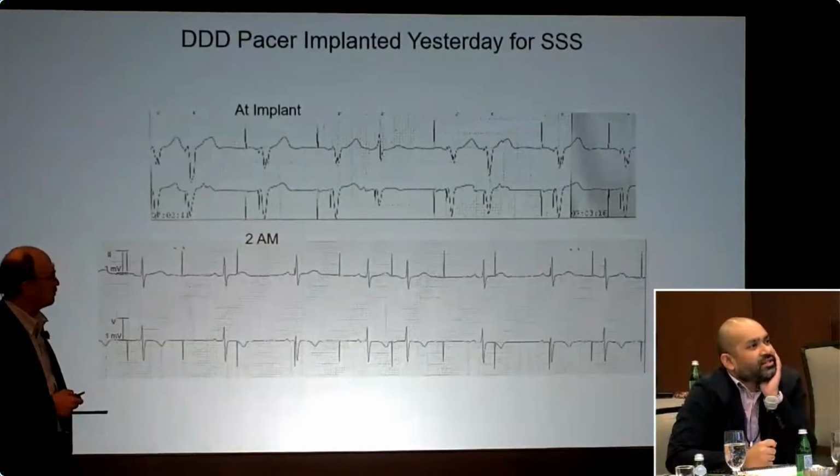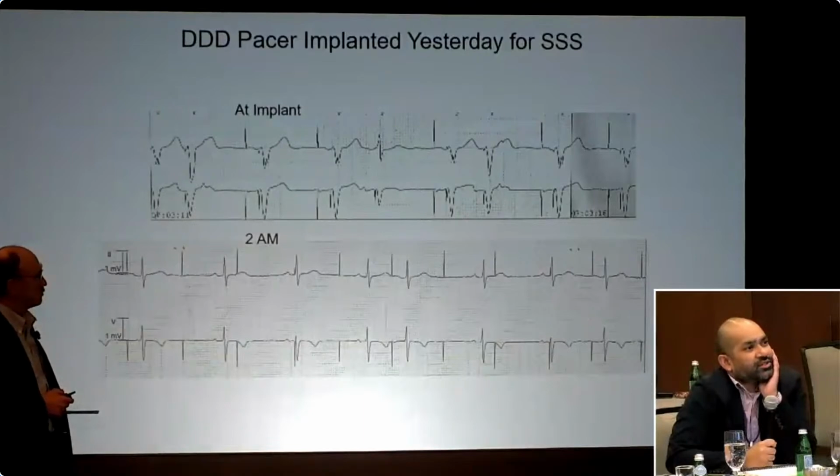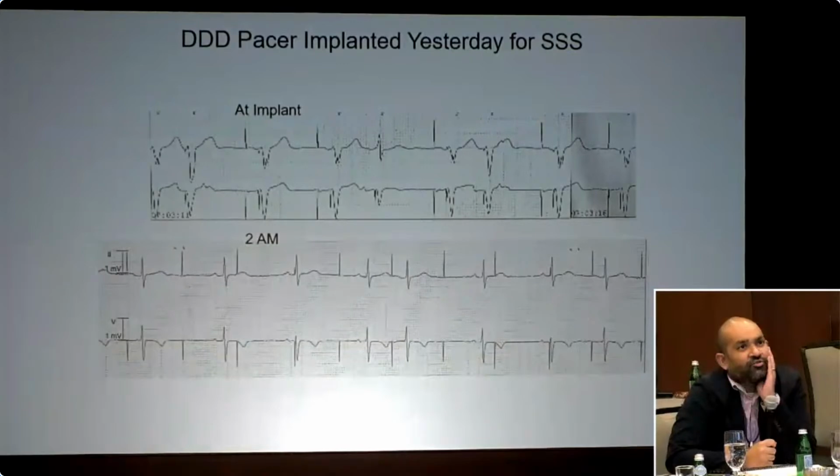One of the things I see here is a narrow QRS in comparison to the ventricular pacing at implant that showed a wide QRS. So a portion of what I would see here is likely native conduction, at least for the QRS complex, as opposed to when you were ventricular pacing at the time of implant.